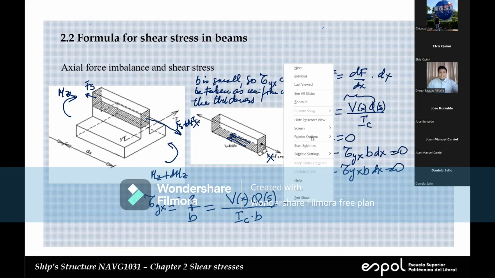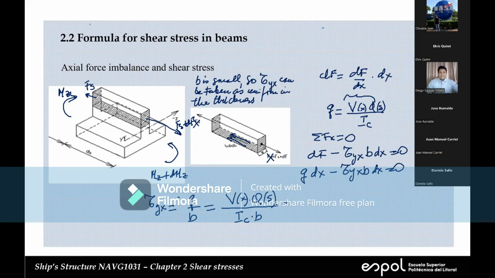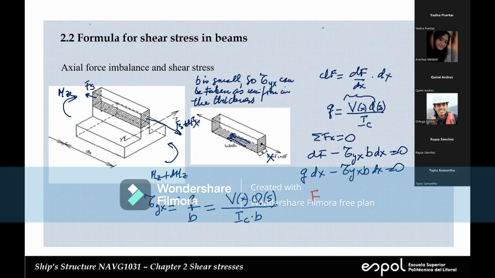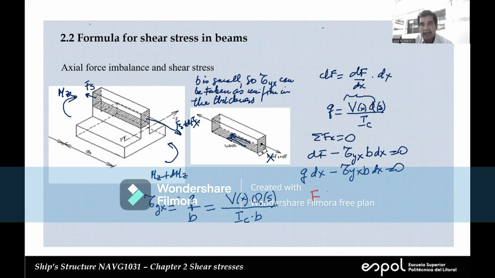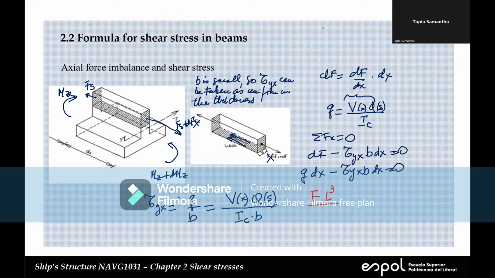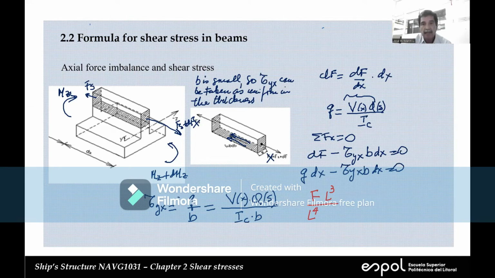Now here, just to check, remember, all the time we have to check units. So we have shear force, that's F. We have, this is the first moment, so that's L cubed. This is inertia. Ms. Tapia, what are the units of the sectional inertia of the beam? Length to the four, exactly. And finally, we have B, which is the thickness, is L. So we have three here, cancel with that, and we get F over L squared. That's correct.